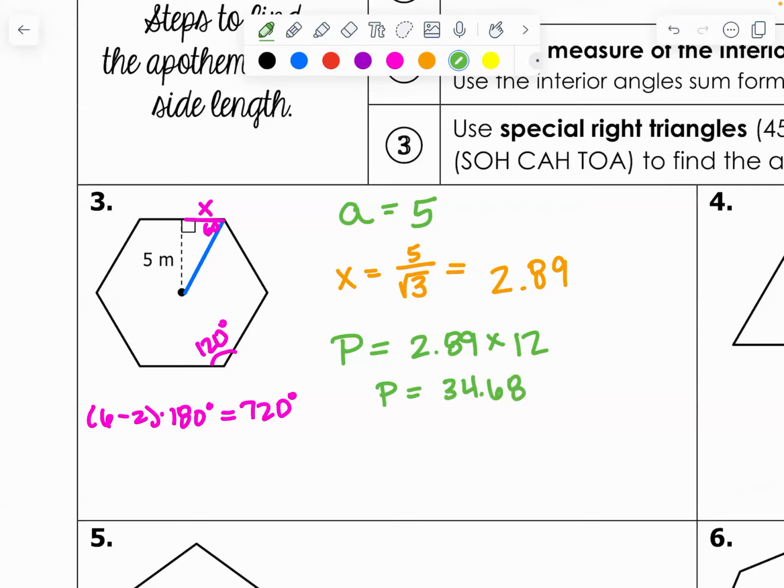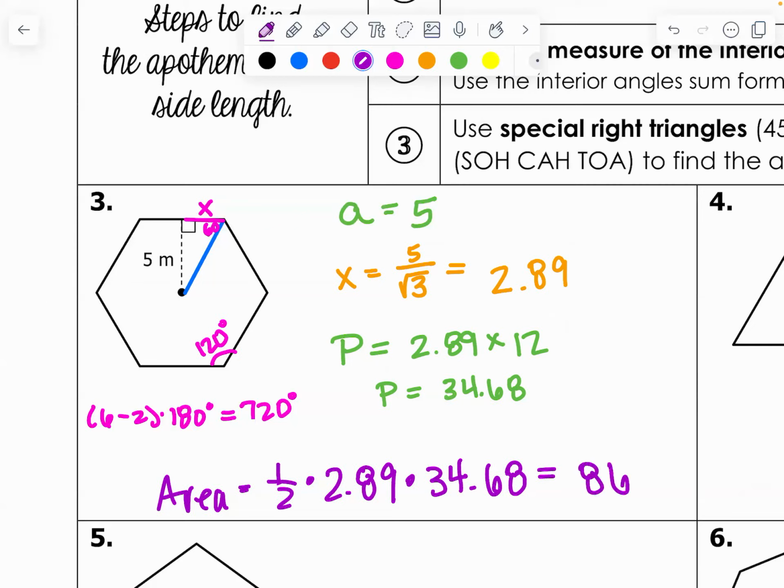Now, if we're going to find the area, we're going to take 1/2 times the apothem times the perimeter. And we're going to round to 1 decimal place. So whether you use the rounded answer or not, you should still get 86.7.